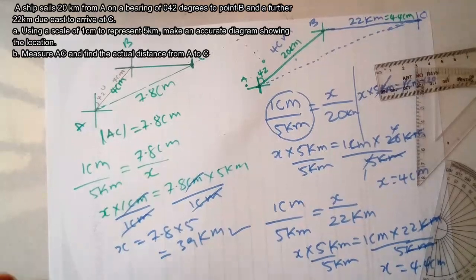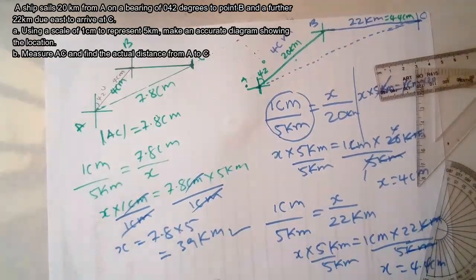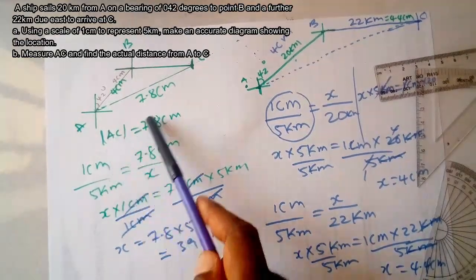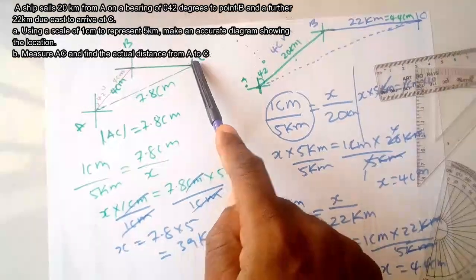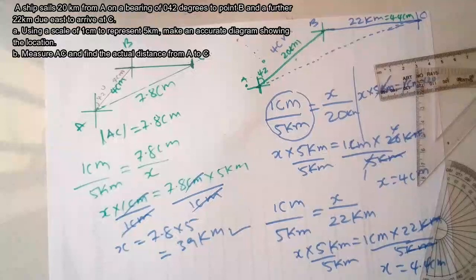You see, we did not use any instrument. Just because the scale is given to us, we are able to know the distance between this endpoint and the starting point. It is 39 kilometers. I hope you understand this lesson.